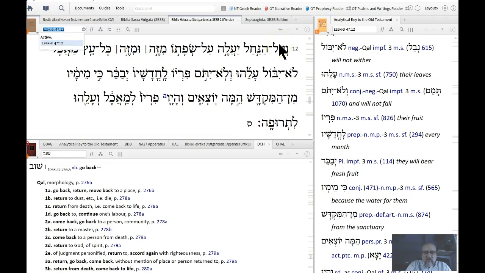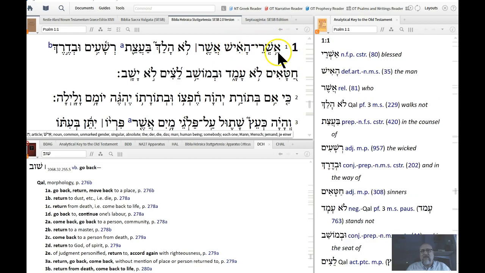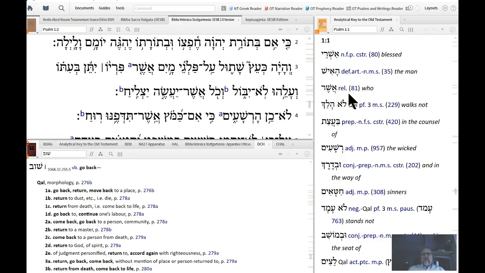Now, if we just go to Psalm 1 and look at the first 3 verses: blessed is the man, blessedness of the man, who does not walk in the counsel of the wicked, or in the way of sinners he does not stand, and in the seat of mockers he does not sit. Notice the progression: walk, stand, sit. Rather, in the Torah of Adonai is his delight, and on his Torah he mulls it over day and night. He will be like a tree planted, like the river planted by the streams of water.